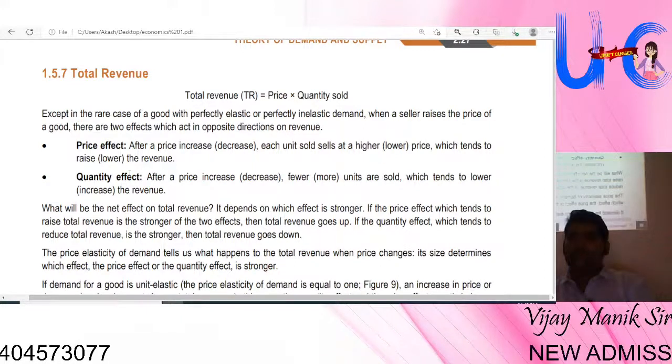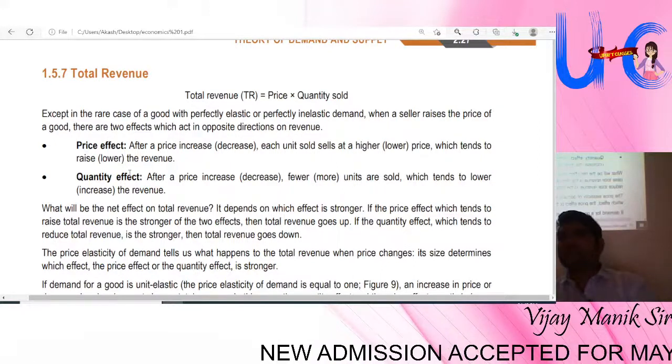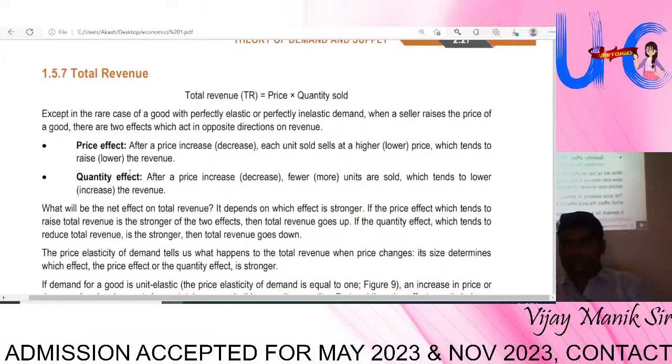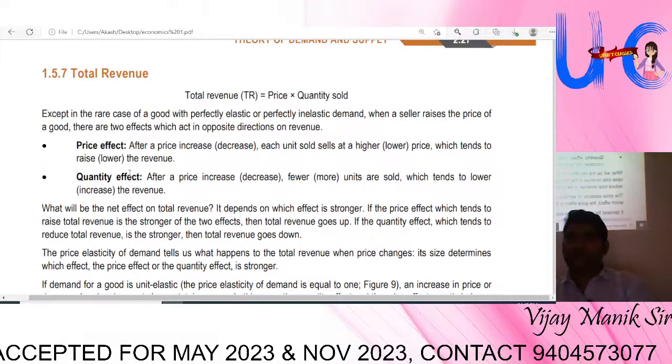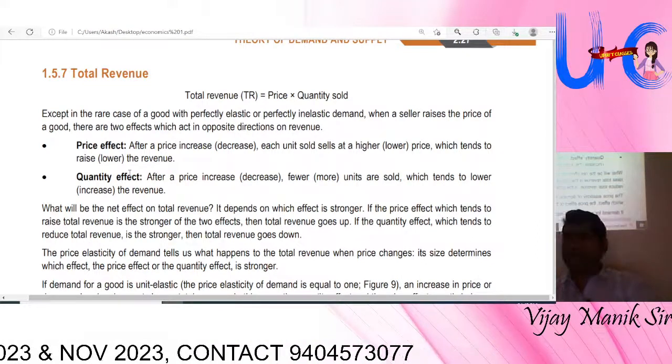If the price has been increased, and the quantity sold is greater than the former one, then it will be beneficial. It will change the total revenue of the company. The same thing is applicable to the quantity effect.